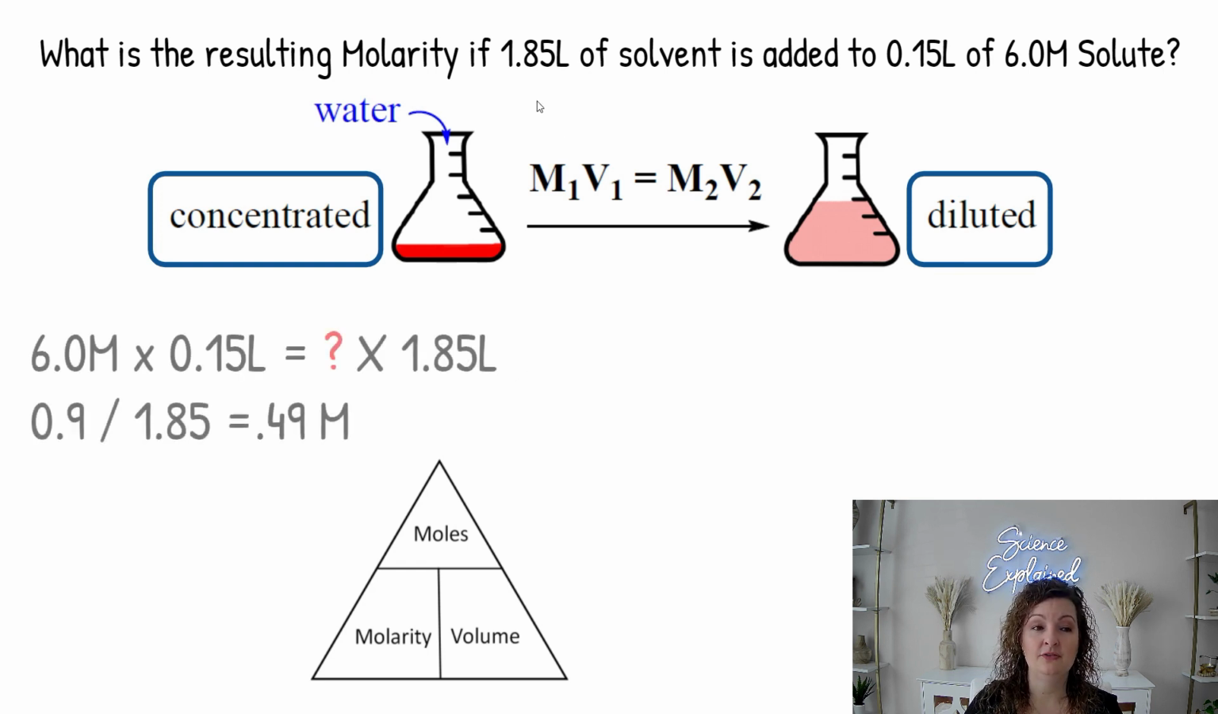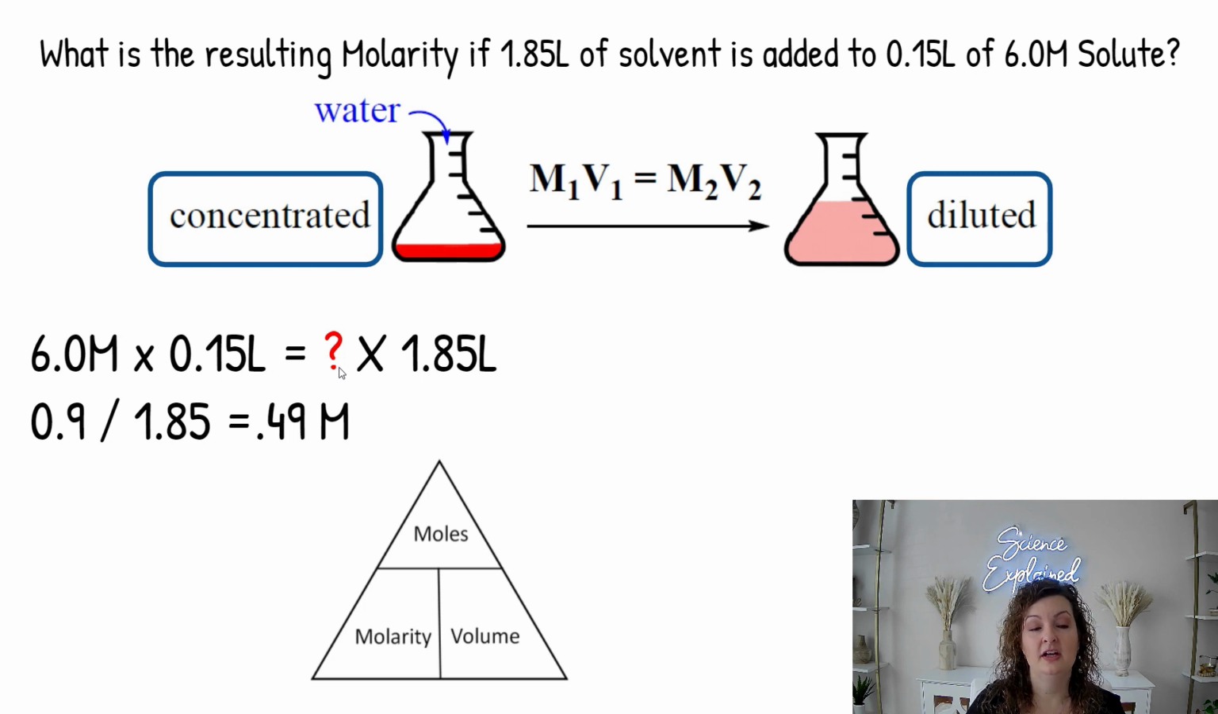We have the 1.85 liters, and that is going to be the resulting volume. So that is going to be the V2 in this case. The next number we come to, it says that the solvent is added to 1.5 liters. So that is going to be our starting volume, or the V1. And then it's of 6 molar solute. So that is going to be our M1, our molarity one. So you can see that I put this in over here, and then we are solving for our molarity 2, our M2.